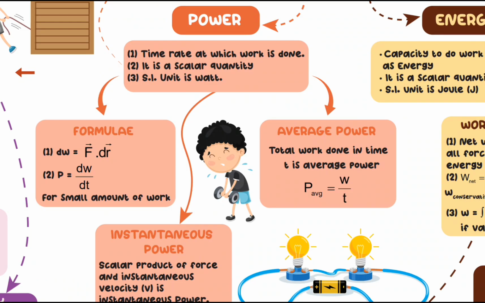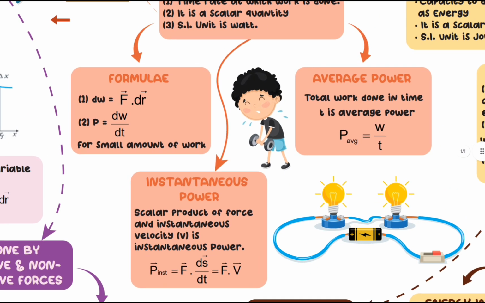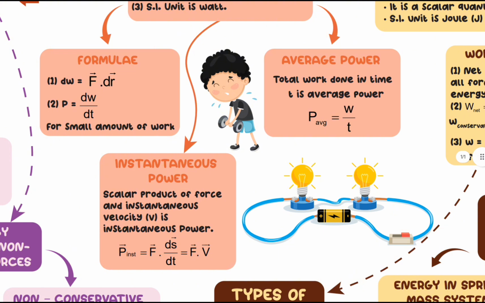Power. The time rate at which work is done. It is a scalar quantity. SI unit is watt. Formula: dW equal to F dot dr and power is equal to dW by dt for a small amount of work.